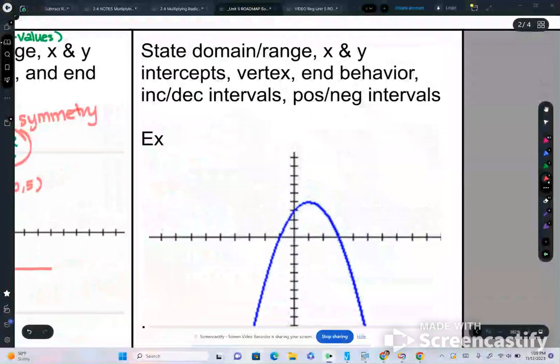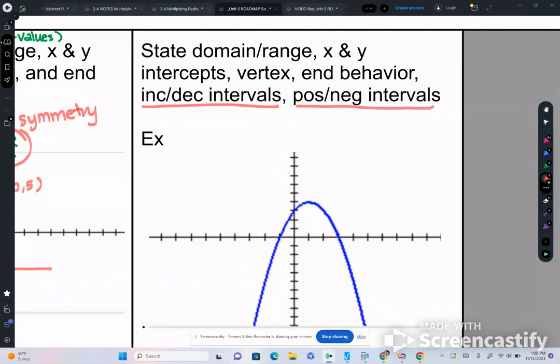All right, so for the intermediate level, we are going to, again, look for key features given the graph, but we're going to add a couple pieces. We're going to add the increasing and decreasing intervals, and we're going to add the positive and negative intervals. So the domain, range, intercepts, vertex, and end behavior, that is all the basic things that we already know how to do. We're just adding the increase, decrease, positive, negative.